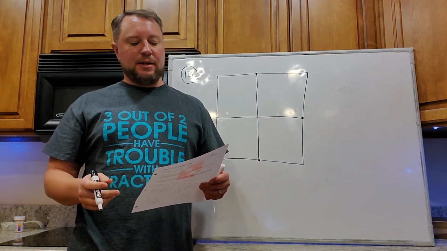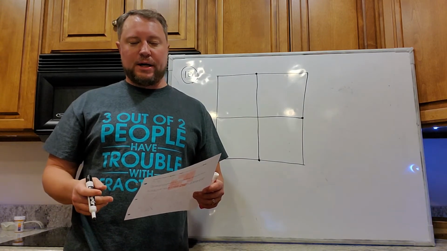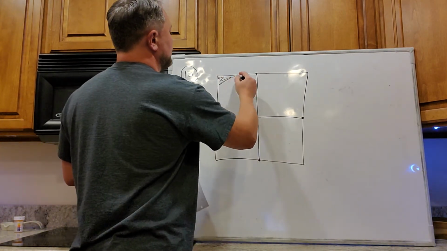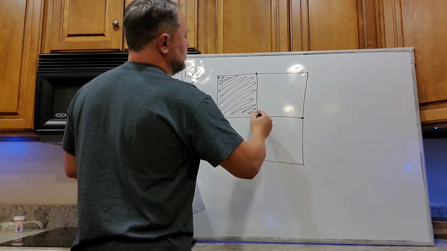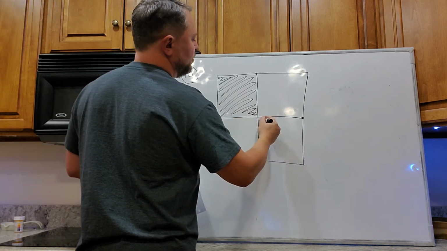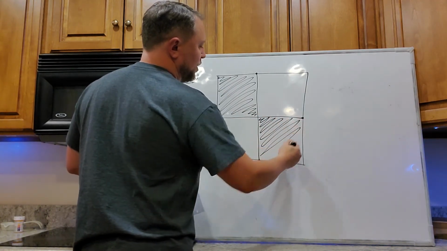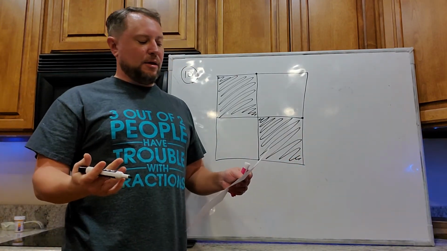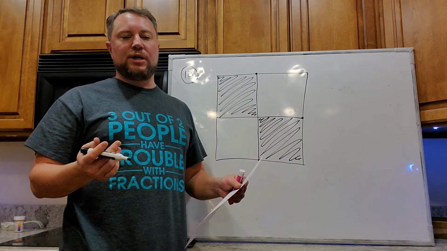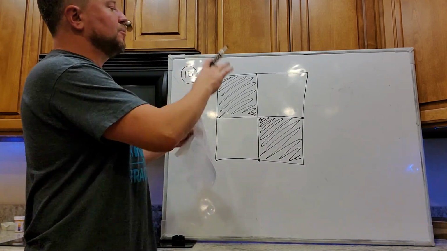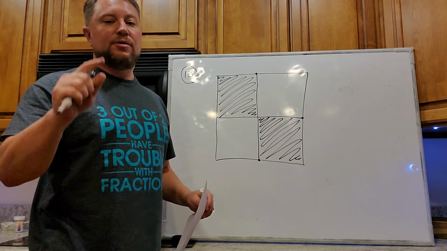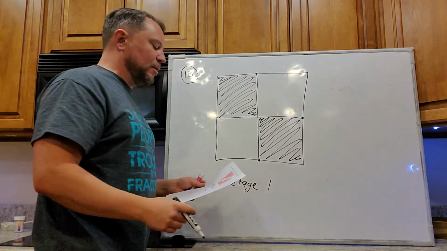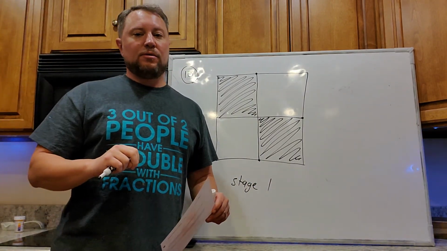Step 3, shade in the upper left and lower right squares. Shade in the upper left and lower right squares. And then it also mentions repeat only in the unshaded squares. So I've gone through the iteration process once now. So this is stage 1. Now they wanted us to draw stage 2 though, so I'm not done yet.